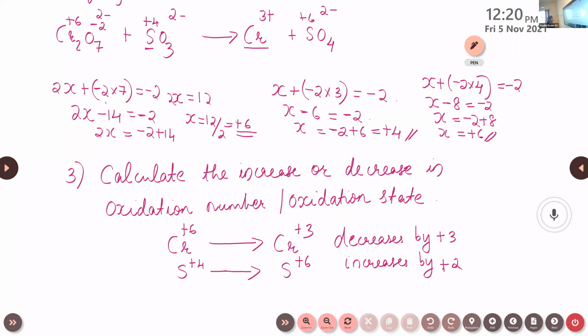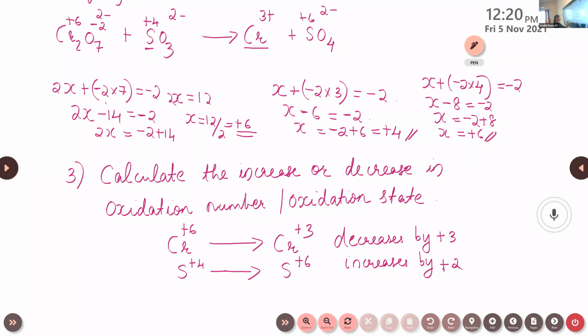Clear, children? We have to calculate the increase or decrease in oxidation number or oxidation state. In the case of chromium, it is +6 on the reactant side and it is converted to +3. And for sulfur, it is +4 and it is converted to +6. So chromium decreases by 3 and sulfur increases by 2.